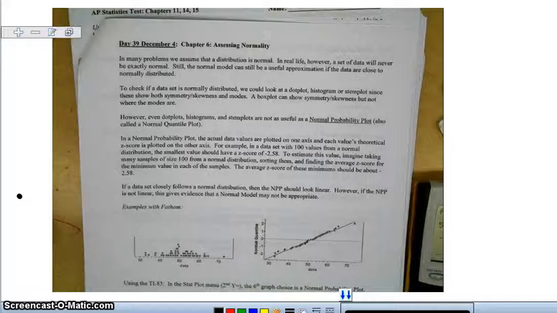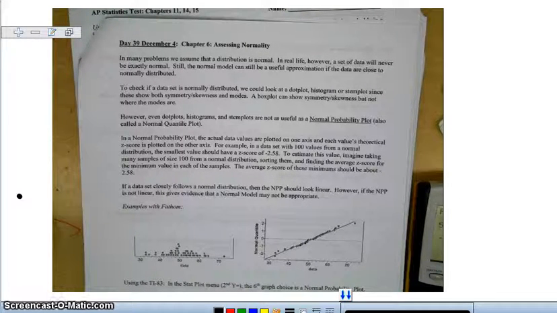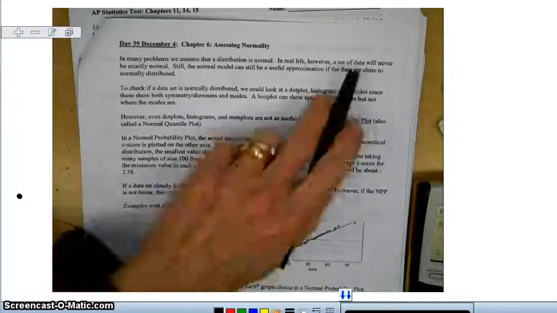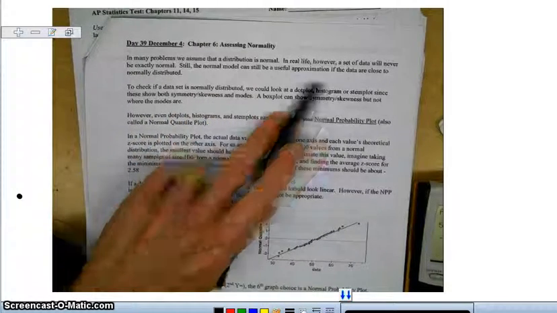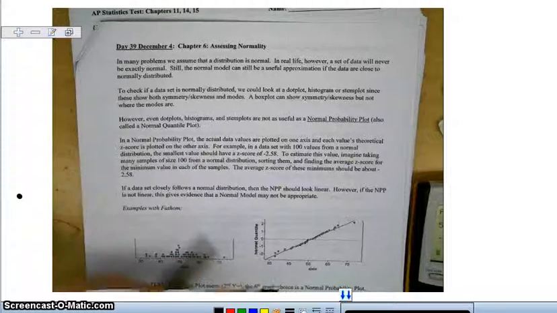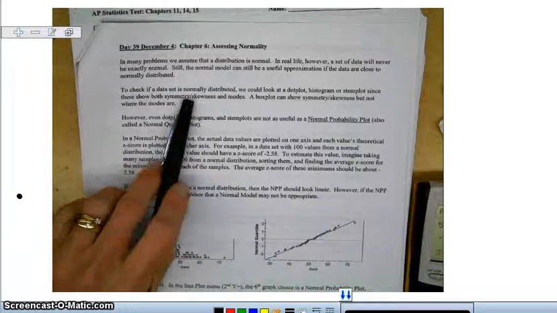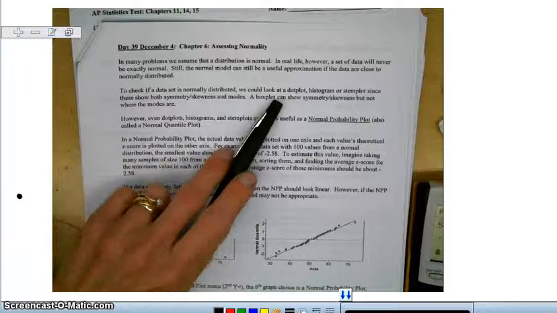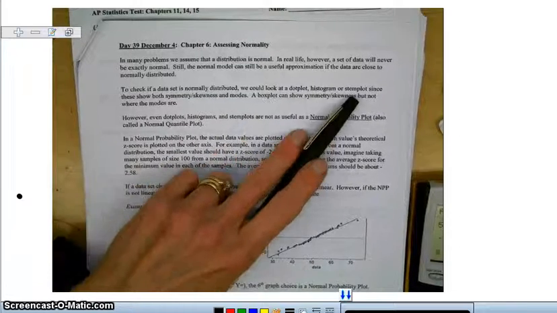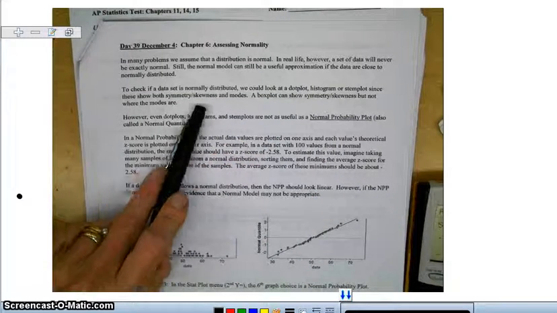So in many problems, we assume that a distribution is normal. In real life, however, a set of data will never be exactly normal. Still, the normal model can be a useful approximation if data are close to normally distributed. To check if data is normally distributed, and this is what you have to do every time, we could look at a dot plot, a histogram, or a stem plot, since these show symmetry, skewness, and modes.